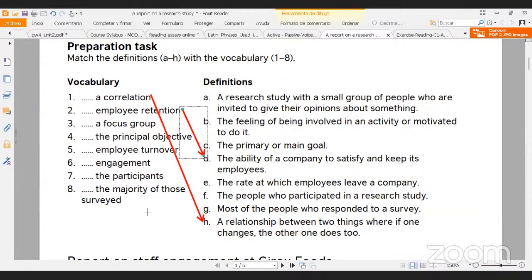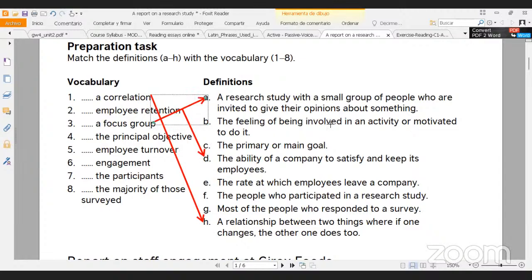Mauricio, a focus group. A focus group is a research study with a small group of people who are invited to give their opinions about something. Okay, A, that's correct. Yes, A.